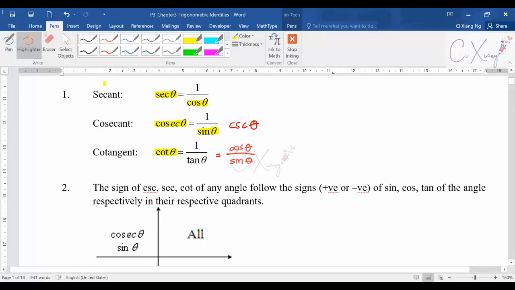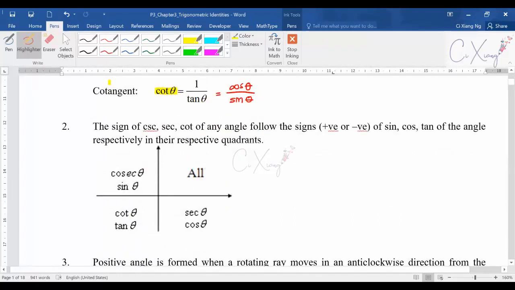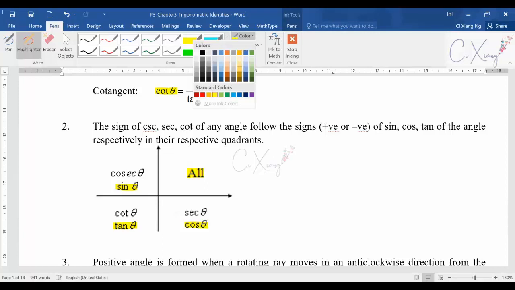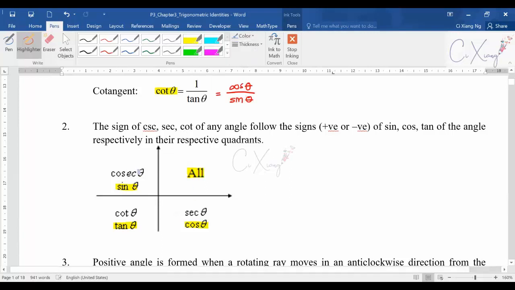Now we talk about the signs: when will the trigo function be positive, when will it be negative, and so on. Generally it will be the same as what you have for sine, cos, and tangent. In the first quadrant, as we learned last time, everything is positive. Sine is positive in the second quadrant, tangent is positive in the third quadrant, and cos is positive in the fourth quadrant. The related identities also have the same property for positive and negative in the quadrants.